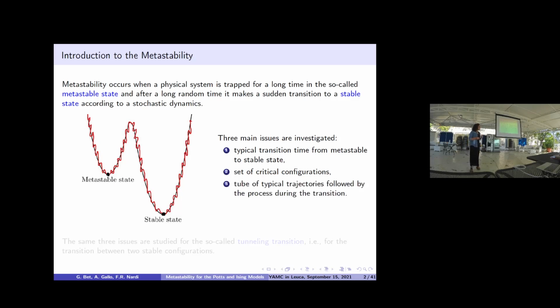The last issue is the geometrical characterization of the tube of typical trajectories, that is, a subset of configurations that belong to those trajectories that are followed by the process with probability tending to 1 in order to realize the transition from the metastable to the stable state. Sometimes an energy landscape could have many stable states. In these cases, the same three issues are studied for the so-called tunneling transitions, that are the transitions from a stable state to another stable state.